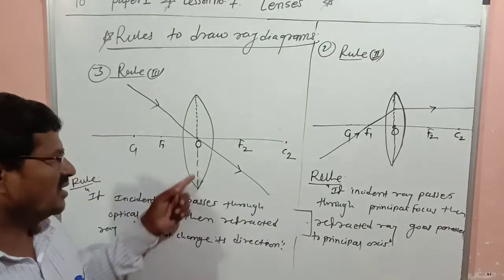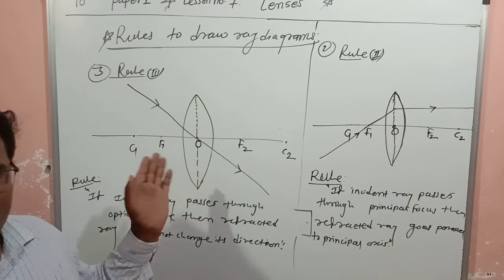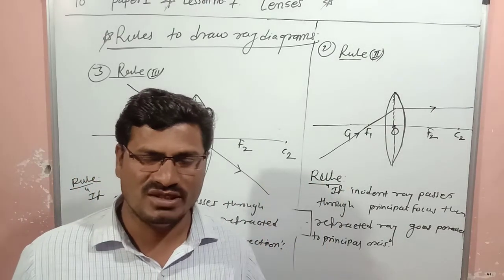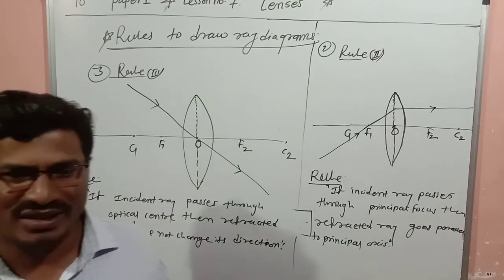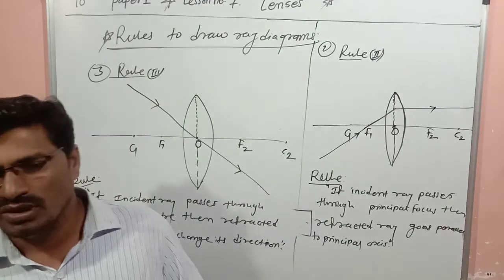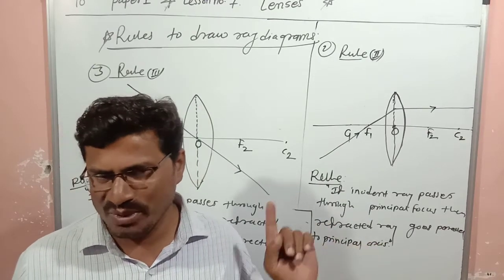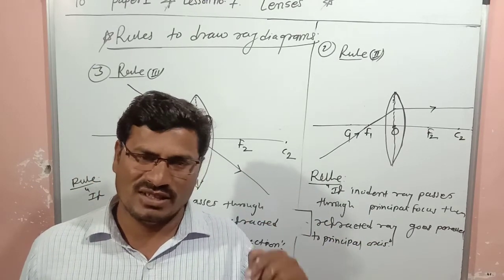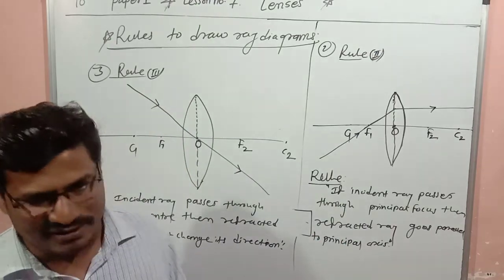If the incident light ray is passing through the optical center, then the refracted light ray goes straight, it does not change the direction. So these are the three rules, and we have to use these three rules for drawing the ray diagrams, and you have to remember them. These are the same for the concave lens also.